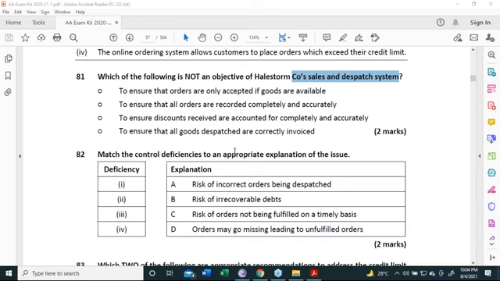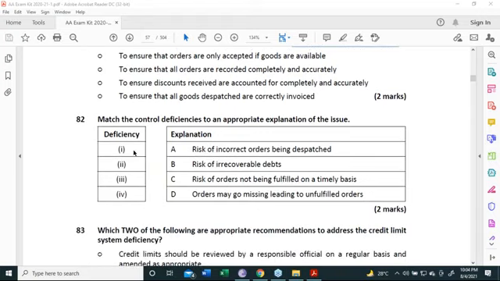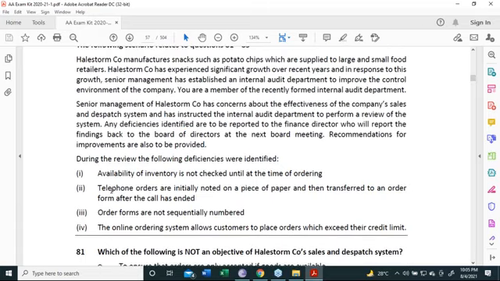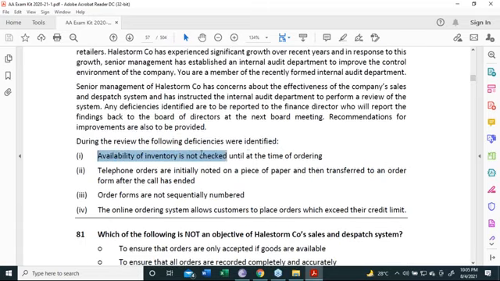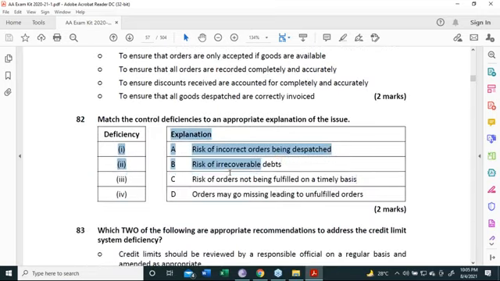Match the control deficiencies to an appropriate explanation of the issue. Okay, we have to read the deficiency and then we have to relate it with the explanation. What's the deficiency? Number one, availability of inventory is not checked when the order is received. What happens then? Match it with the appropriate explanation.